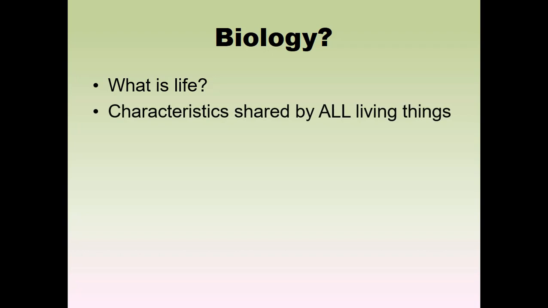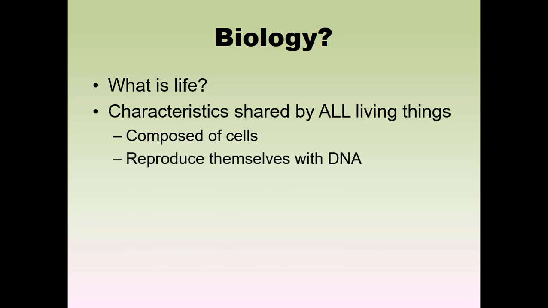So one of those characteristics is that all living things are composed of cells. They either are a single cell or they are composed of cells. And that is one of the hallmarks shared by all living things. Living things reproduce themselves with the genetic material of DNA. So all living things that we've ever examined have DNA.